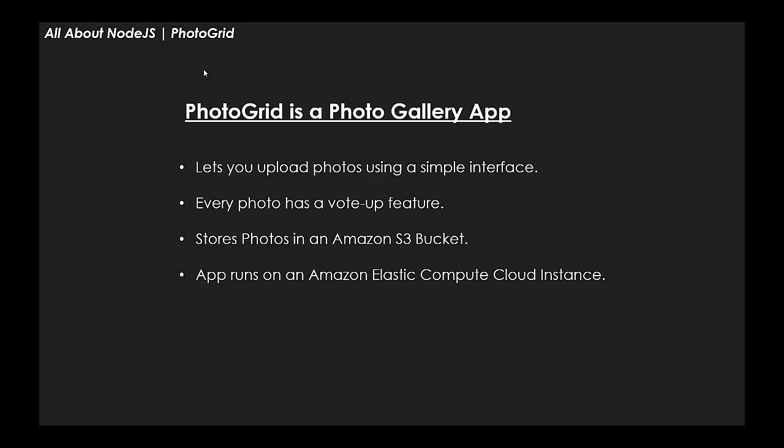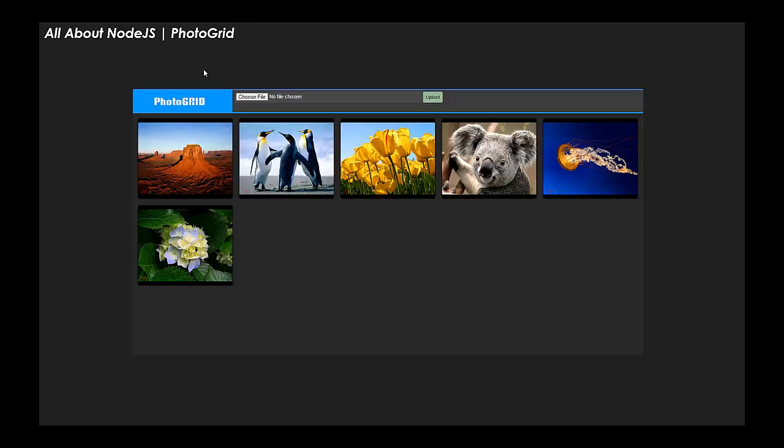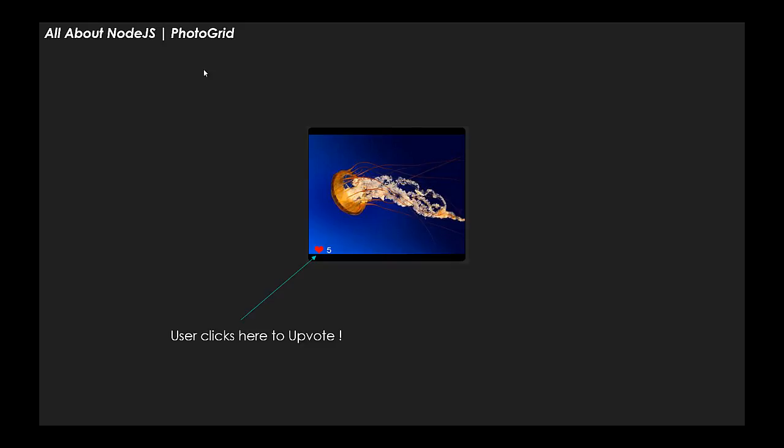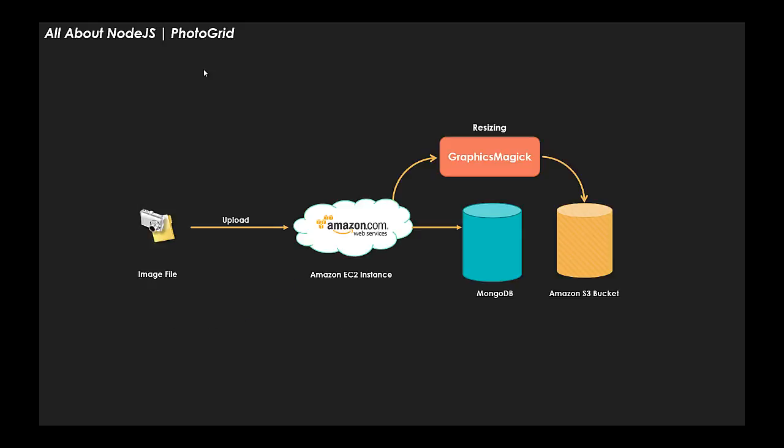Our app also runs on an Amazon Elastic Compute Cloud instance. This is how the app looks. As you can see, we have an input field that lets you select the files that you wish to upload, and we have an upload button that initiates the upload process. Once the files get uploaded, they are displayed in the gallery interface as you can see on this page. Every image also has a vote up button that the user can click to increment the vote count for that image.